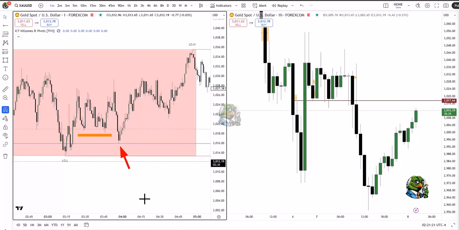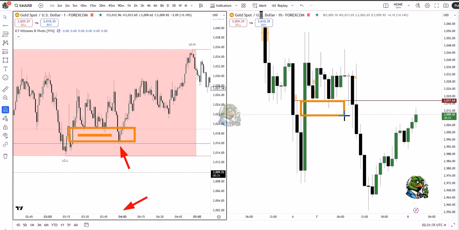That there is 4 a.m. What does 4 a.m. do? It comes and takes this liquidity, okay? And comes into this fair value gap, right? So this is all happening inside of the hourly fair value gap, okay? So there's alignment there, right?